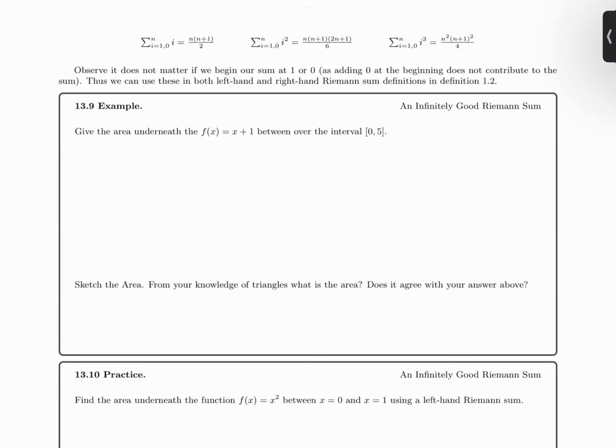Okay, so we know by Riemann how to approximate the areas underneath curves using rectangles. Now we are going to turn an approximation into an infinitely good approximation. So we're actually going to find the area underneath the curves. And so the whole idea here is if you have a curve, let's call it f of x.